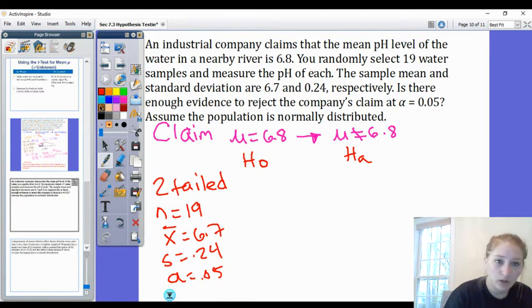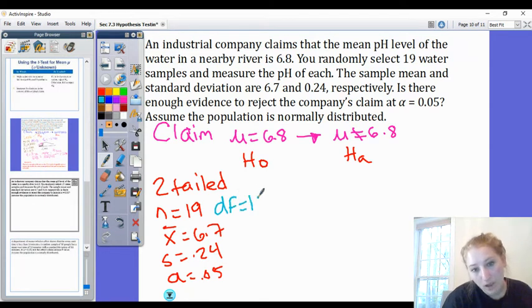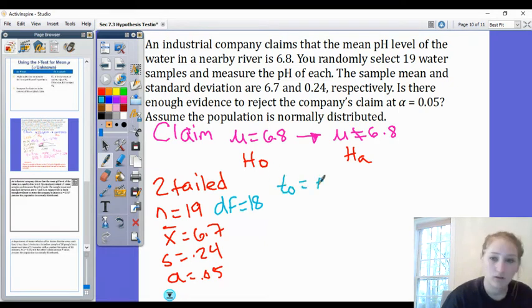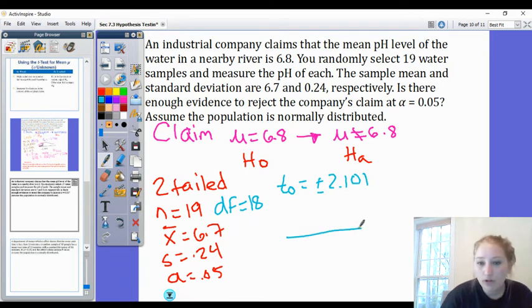Knowing that I have a sample of 19, that gives me my degrees of freedom as 18. With my alpha level and degrees of freedom as 18, and knowing that this is a two-tailed test, I get two critical values at plus or minus 2.101. If I were to draw that out, I have two rejection regions, on the right and on the left.